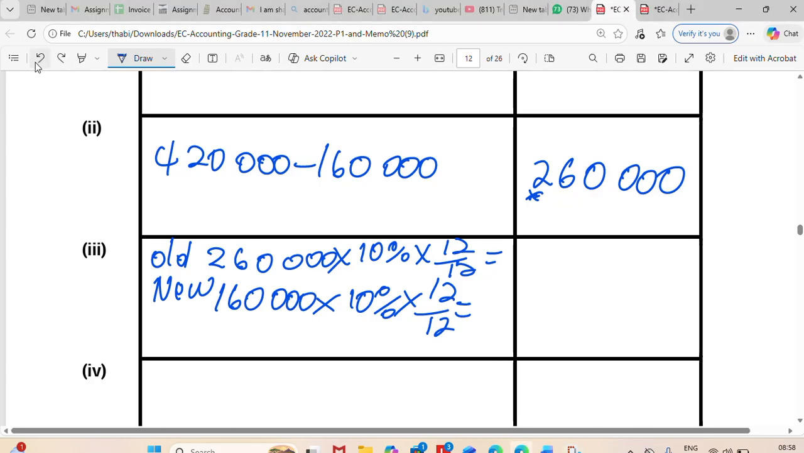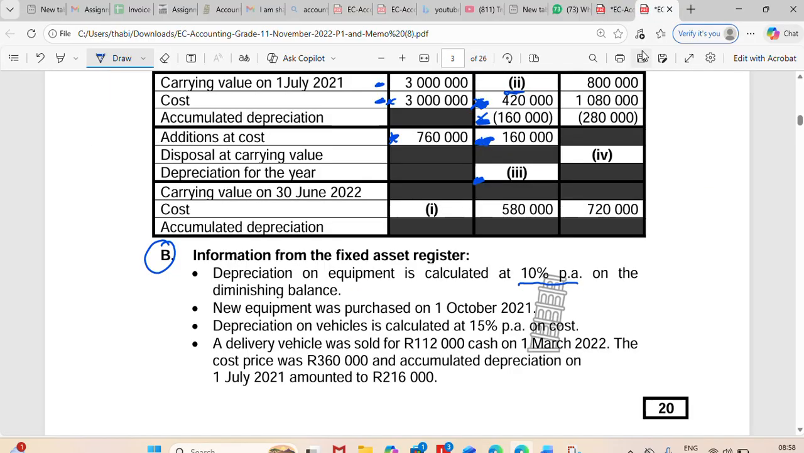Okay, so before calculating, guys, we almost forgot something very important. We need to check dates. When did we actually buy this new equipment? So please, we almost made a very terrible mistake there. I told you that the new equipment was purchased on 1st October 2021.